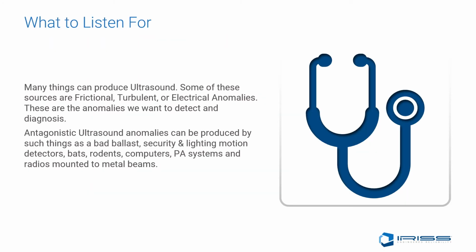Many things can produce ultrasound. Some of these sources are frictional, turbulent, or electrical anomalies. These are the anomalies we want to detect and diagnose. Antagonistic ultrasound anomalies can be produced by such things as a bad ballast, security and lighting motion detectors, bats, rodents, computers, PA systems, and radios mounted to metal beams.